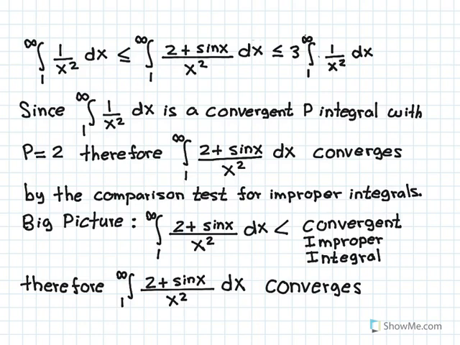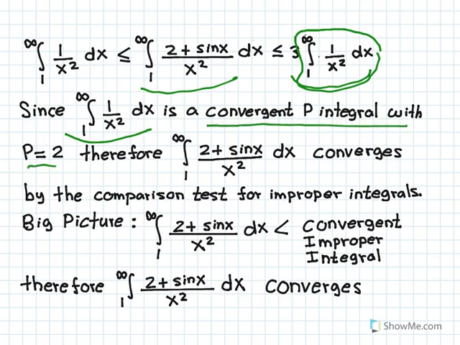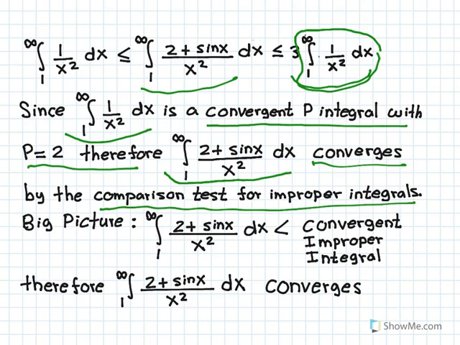Alright, so what we have shown is that the integral 2 plus sine x divided by x squared from 1 to infinity is less than 3 times the integral 1 to infinity 1 over x squared dx. It's important to note that this is a p integral with p equal to 2. That means that since the integral from 1 to infinity 1 over x squared dx is a convergent p integral with p equal to 2, the integral in question, 2 plus sine x divided by x squared dx, converges by the comparison test for improper integrals.